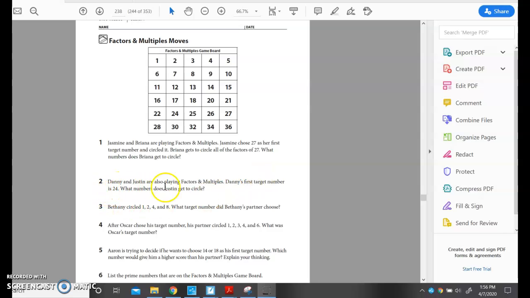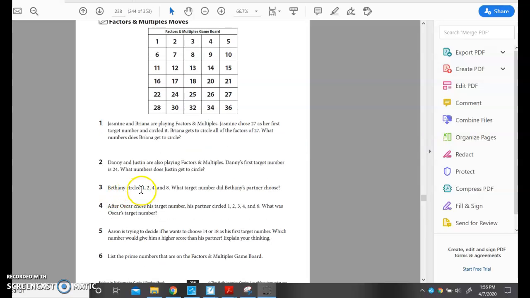2. Danny and Justin are also playing factors and multiples. Danny's first target number is 24. So you can circle 24 if you want. What numbers does Justin get to circle? So what factors are 24 that Justin can circle? Now, if Brianna already used them, you may or may not get to circle them. But even if they're used by Brianna, use a different color for Justin and circle all the numbers of all the factors of 24.